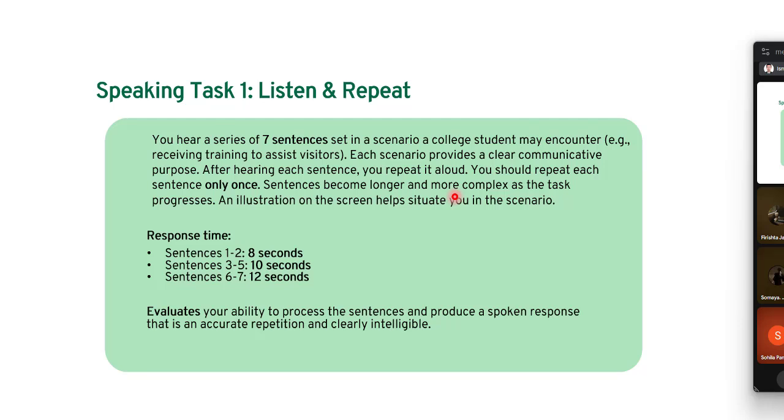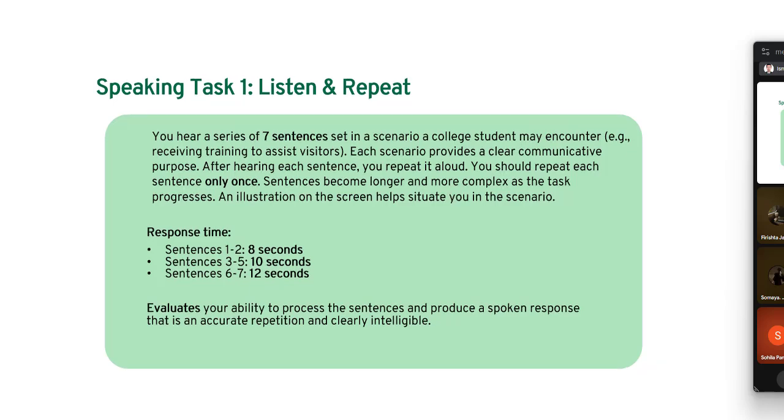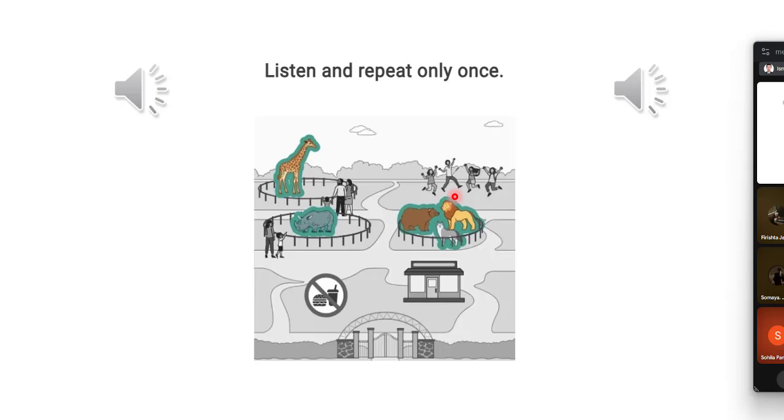When I say understandable, it simply means you have to use the right intonation, the right rhythm of the sentence, and the right pace or speed. Let's see, for example, we have such kind of scenario. I'll play the scenario first. Let's hear that.